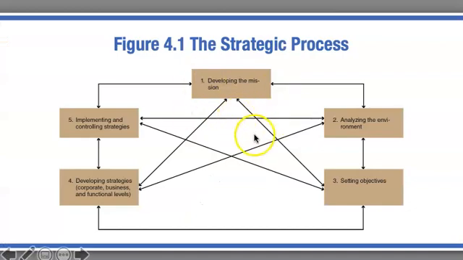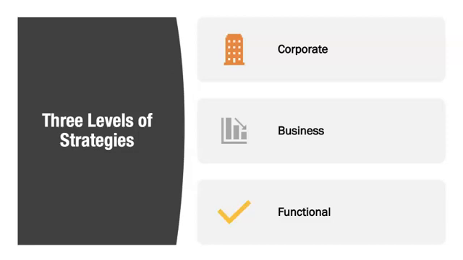So figure 4.1 has a really good map here about strategic planning and how you develop a mission along with the 5 other steps in terms of analyzing the environment, setting the objectives, developing strategies, and implementing and controlling those strategies. Obviously, it's not linear, so that's why they all coincide. So your book will also talk about the 3 levels of strategies: corporate, business, and functional.